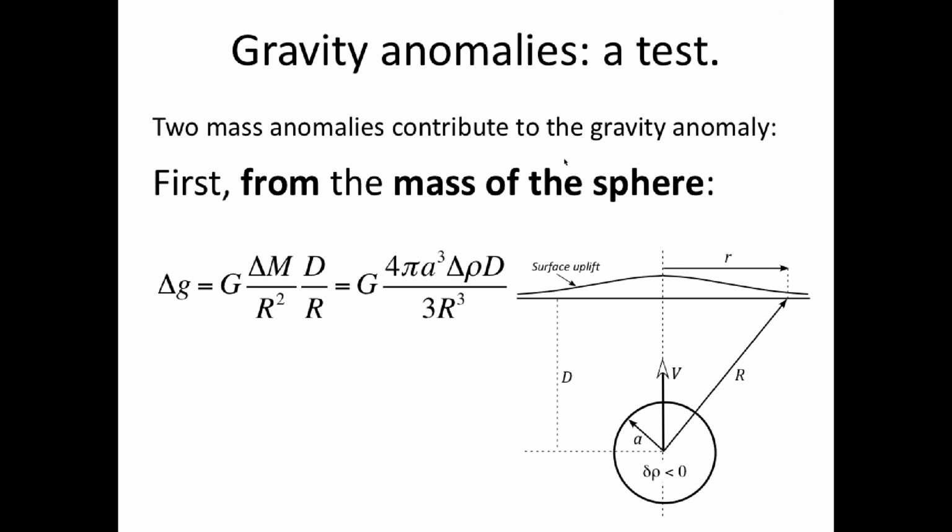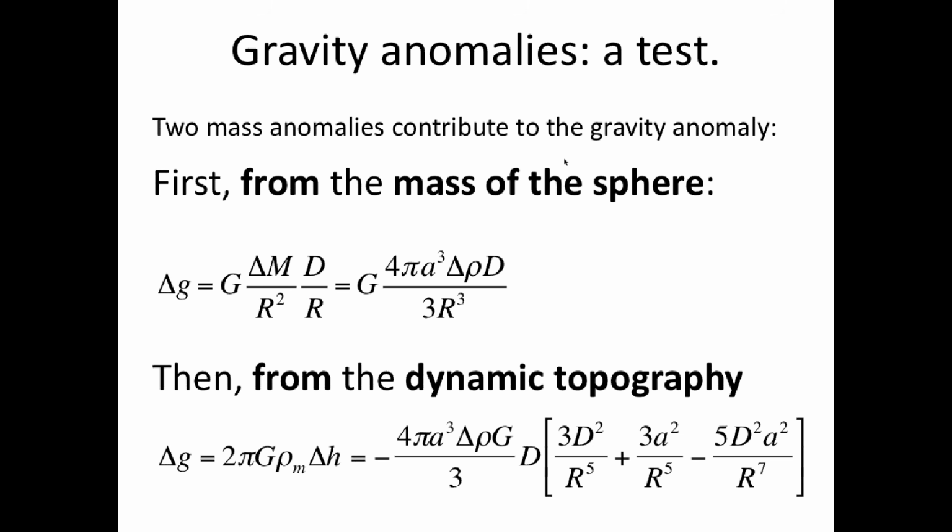So we get a number, and there we have basically the mass of the sphere with a depth and with the radius scaled in there. We also have the topography. From the topography itself, again, this is very simple. Multiply 2 pi g times the mass anomaly times the surface height, and we get an expression that looks like this. You'll notice the same mass of the sphere, 4 pi a cubed delta rho divided by 3, is the mass of the sphere times Newton's constant times some geometry.